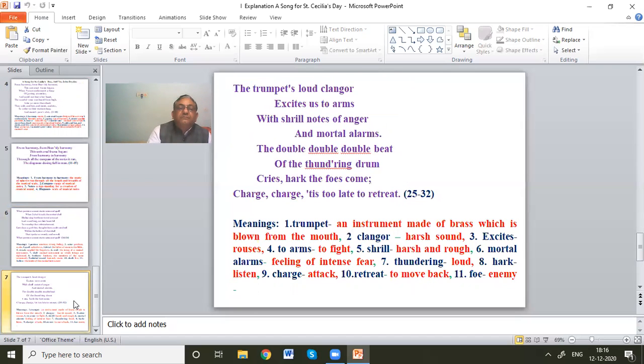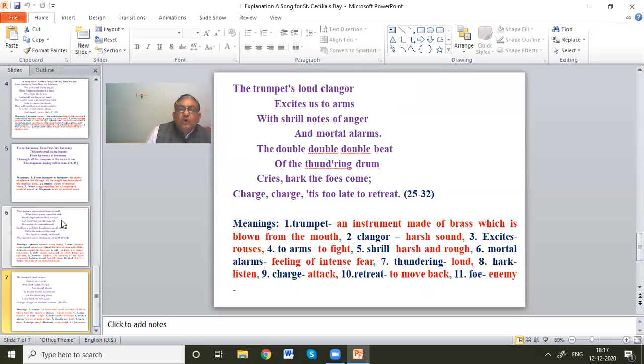Now another stanza. The trumpet's loud clangor. Trumpet is a musical instrument made of brass which is blown from the mouth. Clangor is a harsh sound, not a sweet sound, an unpleasant sound. Excites us to arms. Excites means rouses in us the feeling that we should fight. The idea is that when the trumpet's unpleasant sound is produced, it affects the listeners, and they become ready to take up weapons and fight against the enemy.